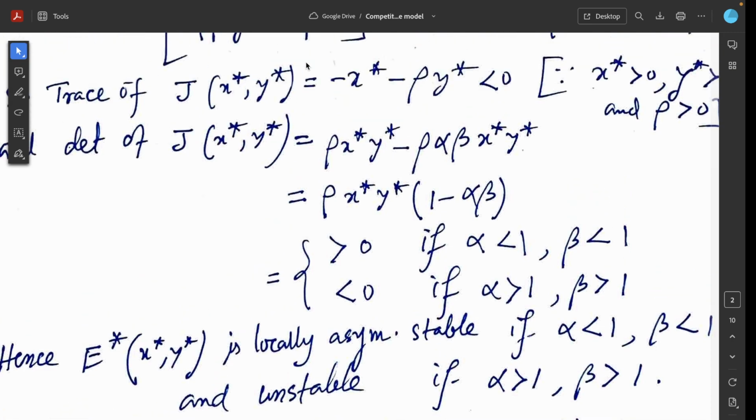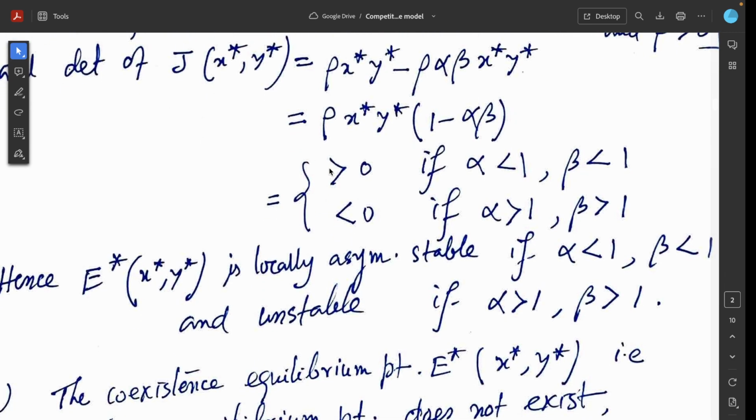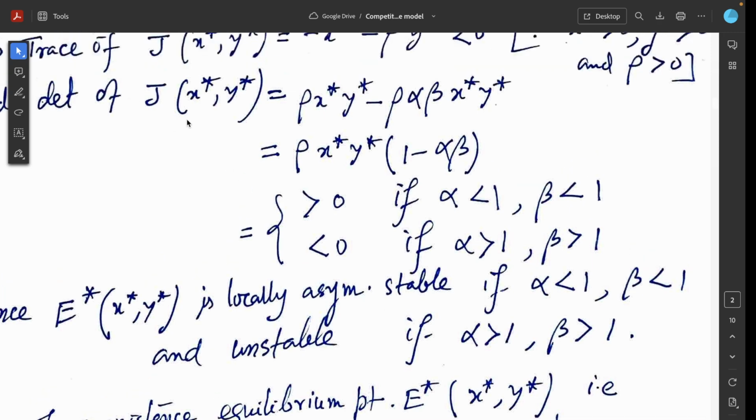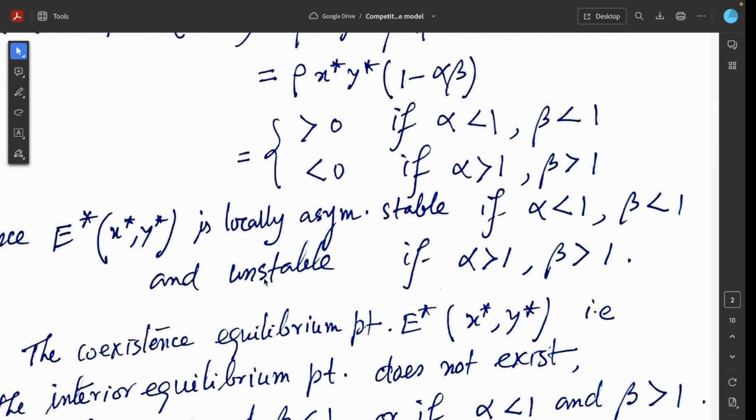Because the trace is negative and the determinant is positive, for this case the determinant value is positive. So this equilibrium point star is locally asymptotically stable for alpha less than 1 and beta less than 1. And when the trace is negative and the determinant value is negative, then this is unstable. So this equilibrium point star is unstable if alpha is greater than 1 and beta is greater than 1.